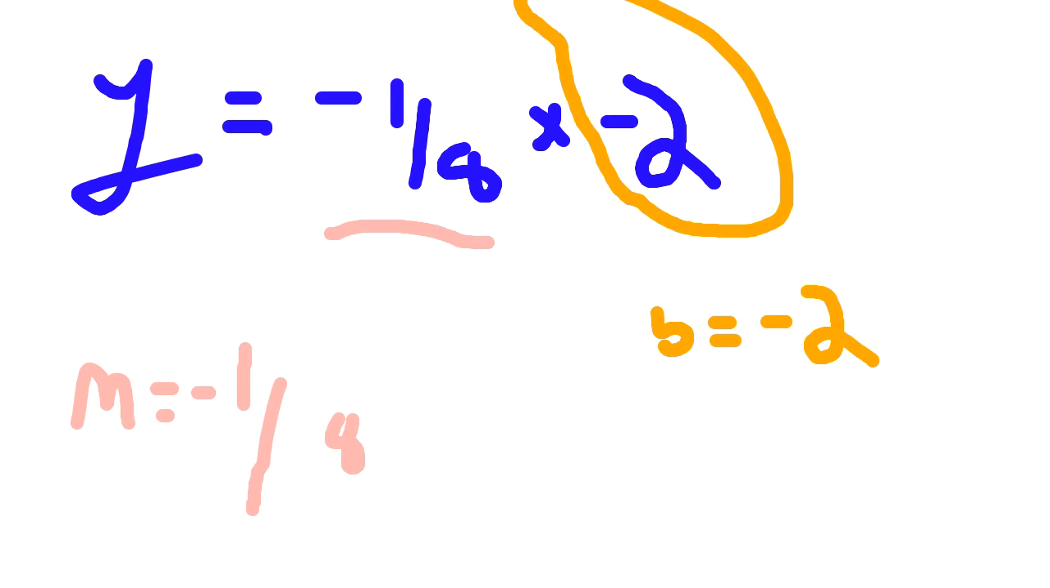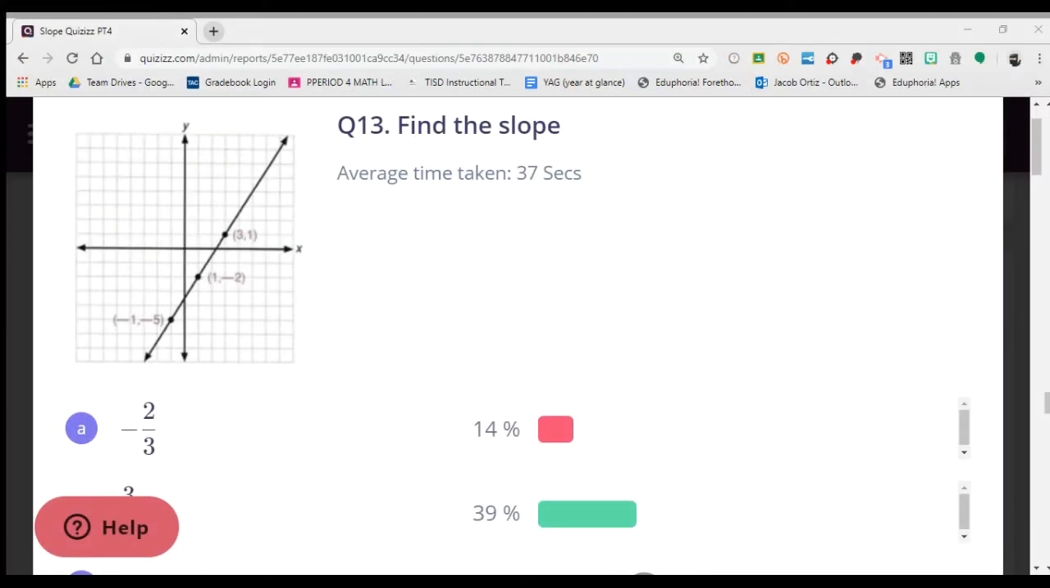Okay, so I'm gonna do questions 1, 10, and 13 on the quizzes. So if we transition to this, find the slope of this. If you see, only 39% of the people got it right. All right, so if you look at this graph, it is going up.